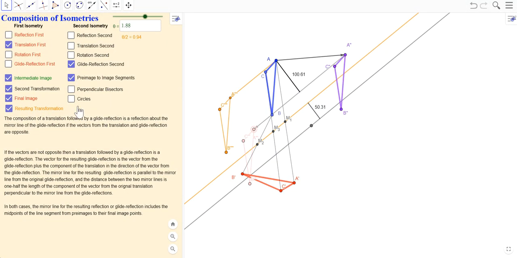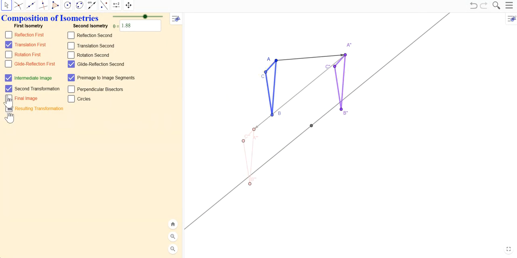All right, so that covers all of the possibilities for starting with a translation and then following it by either a reflection, translation, rotation, or glide reflection. In the next video, we'll look at what happens if you start with the rotation, and we'll do another video to see what happens with the glide reflection. Okay, let's do a summary of this now.